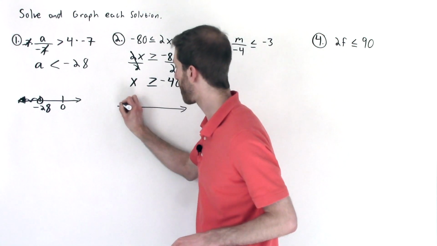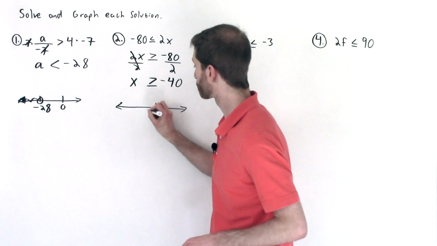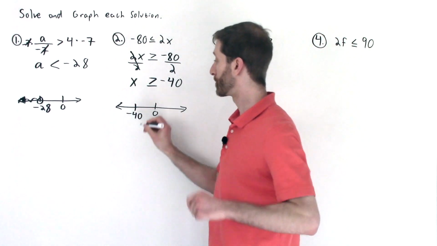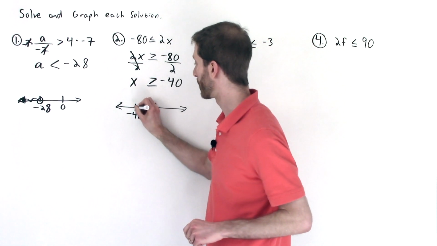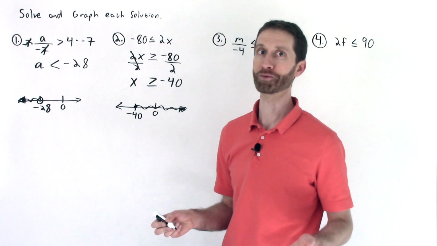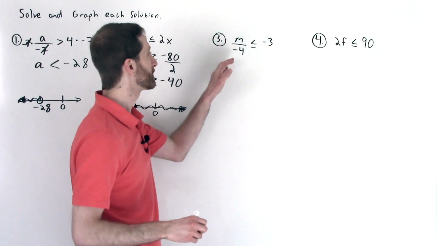Okay, draw out a little number line, and I'll put 0 here. I'll put negative 40 right here. Now it's greater than or equal to, so I'm going to include the negative 40 and then shade in all the numbers more than negative 40. Sweet. Okay, so on to number 3.